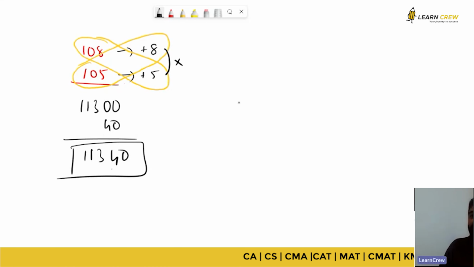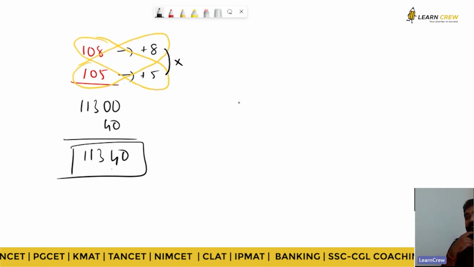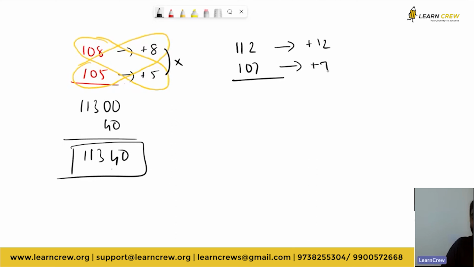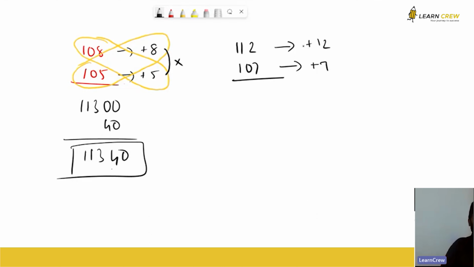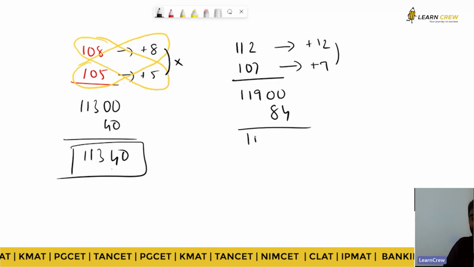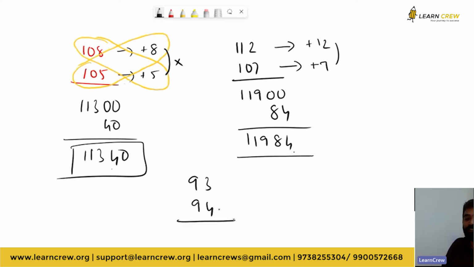So you can do it for 100, 200, 300, 400, whatever number. But actually there will be something called a multiplying factor. Okay, 112 into 107. How much is it more than 100? 12 and 7. The reason I'm writing plus is 100 plus 12, 100 plus 7. 112 plus 7 is 119. Add 2 zeros. 12 sevens are 84. Answer is 11984.